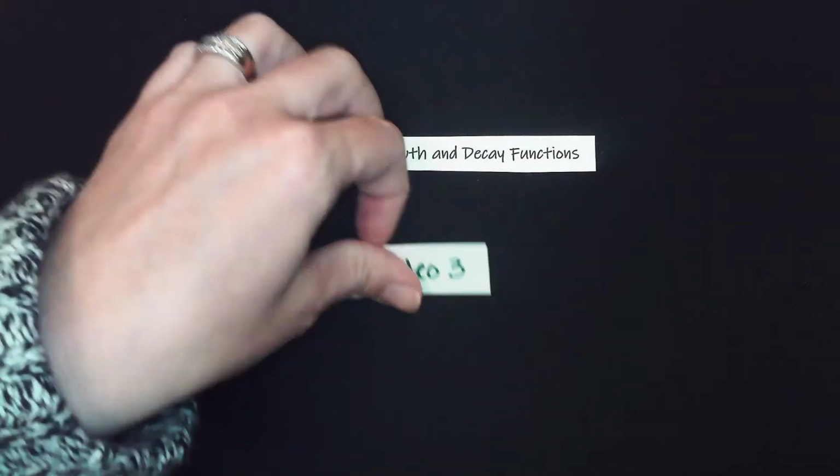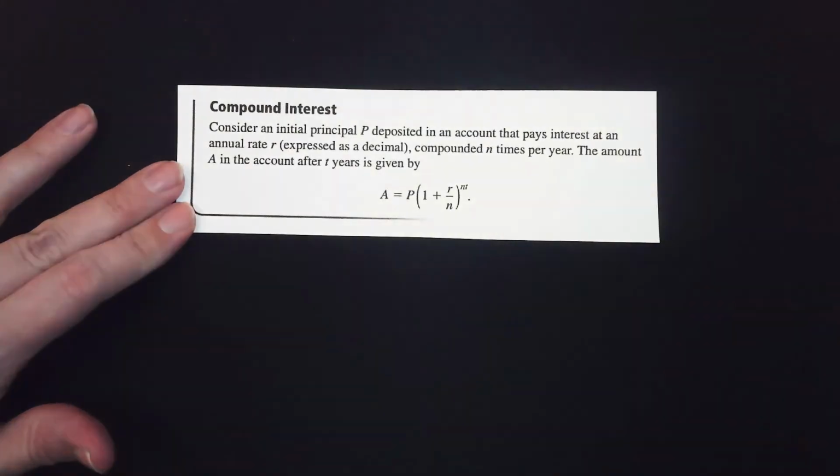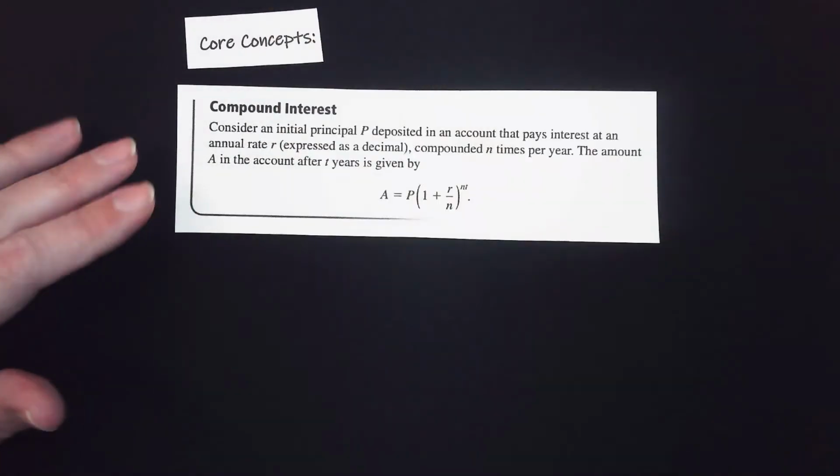All right, this is 6.1 exponential growth and decay. This is our last video, video number 3. In this video, we're going to be finding the balance of an account. So we're going to start using a compound interest formula. So that's our core concept for this one.